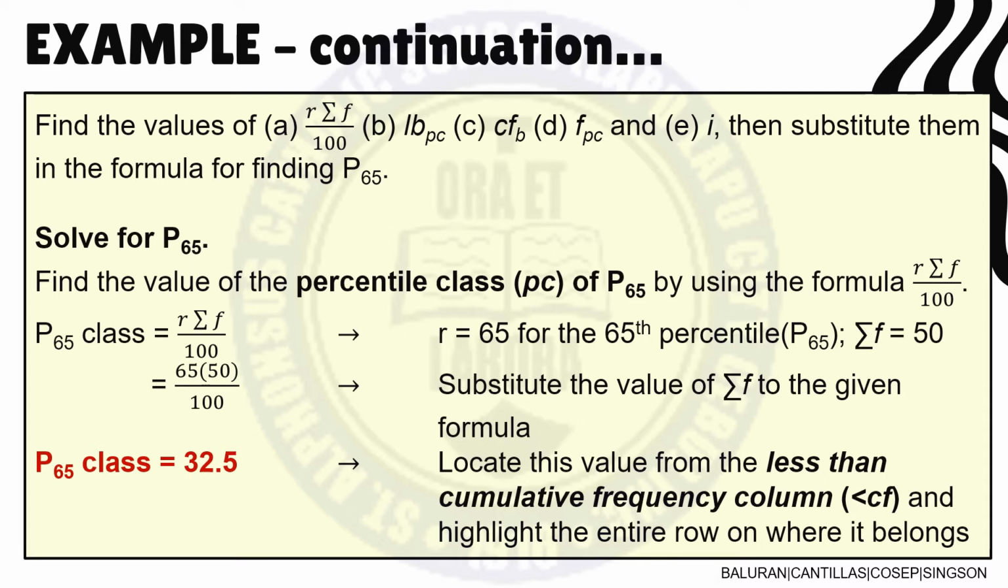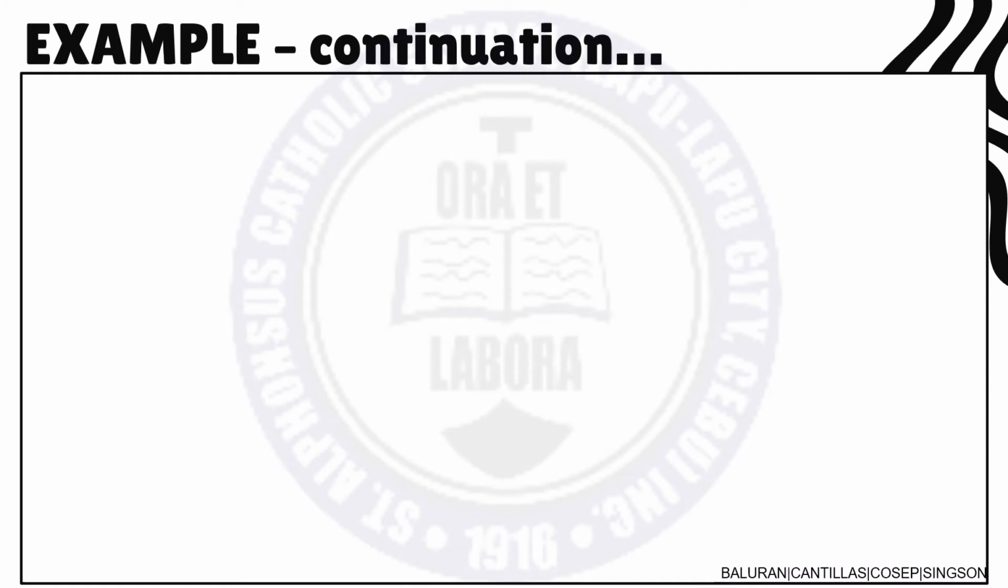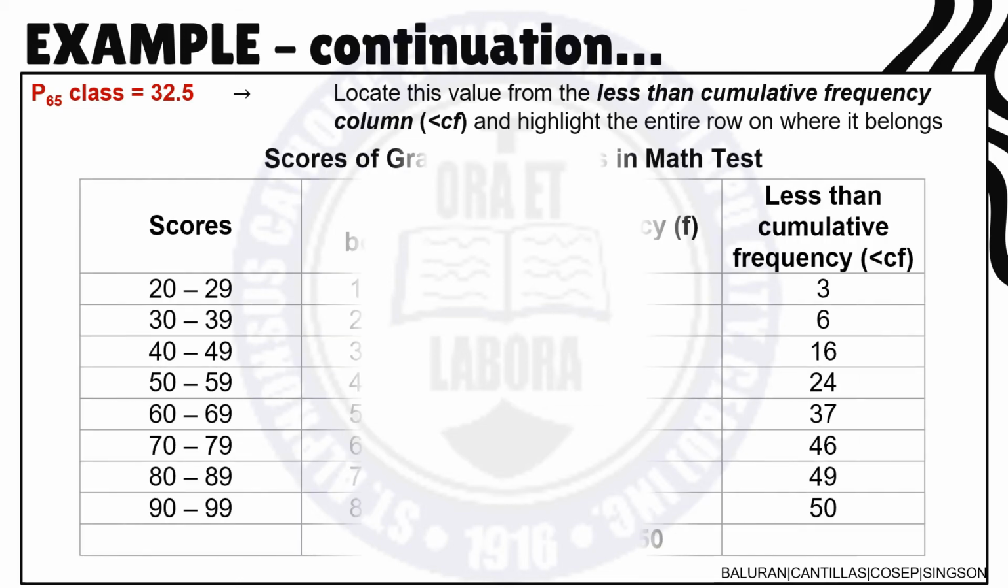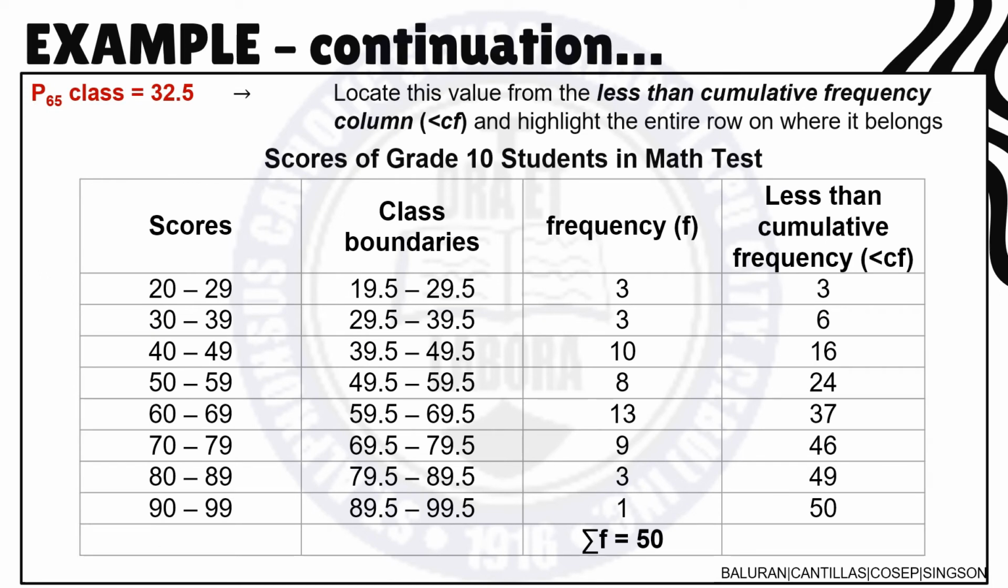And locate this one from our less than cumulative frequency column, and highlight the entire row where it belongs. So we have here our P sub 65 class, which is equal to 32.5. Using this table, our 32.5 can be located in the less than cumulative frequency column, and this is under 37. So we have to highlight the entire row and label this one as P sub 65 class.